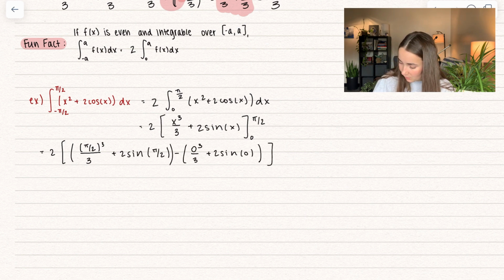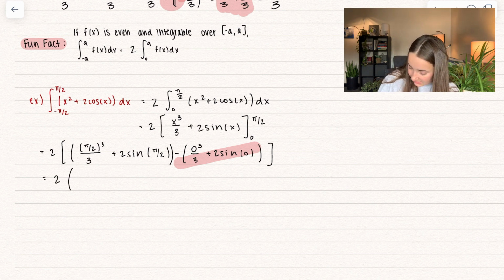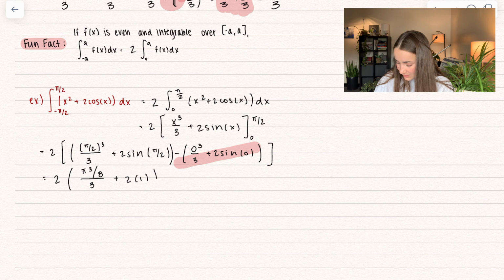So here we have this whole thing goes to 0. We have sine of 0 is equal to 0. 0 cubed divided by 3 is 0. So now let's just go ahead and focus on this first part. So we have 2 times, and that becomes pi cubed divided by 2 cubed, which is 8, all that divided by 3, plus 2 times 1, as we have sine of pi over 2 is equal to 1.